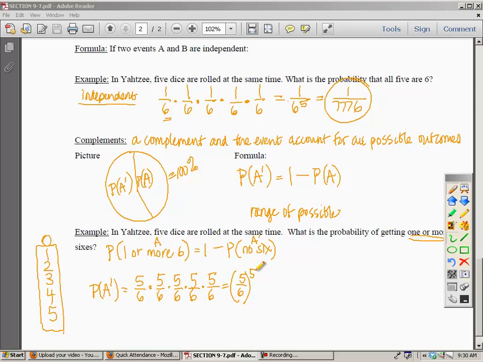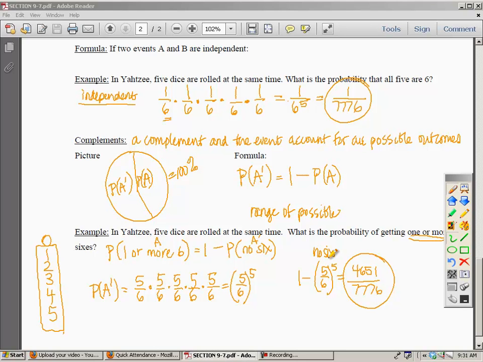So if I want the probability of 1 or more 6s, I'm going to take 1 minus 5/6 to the 5th power, which ends up being 4,651 over 7,776. This is the probability that I'm going to have 1 or more 6s. And it's so much easier to get rid of no 6s than it is to find the probability of one 6 plus the probability of two 6s plus the probability of three 6s and add them all up. And this is the idea of when you would want to use a complement.